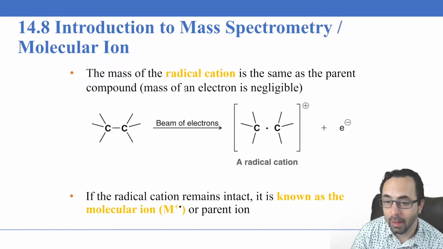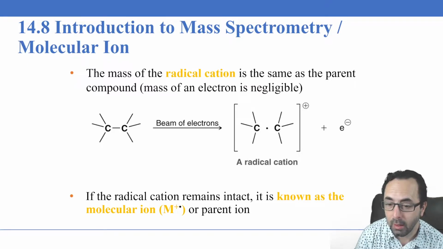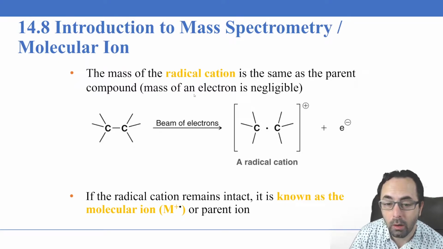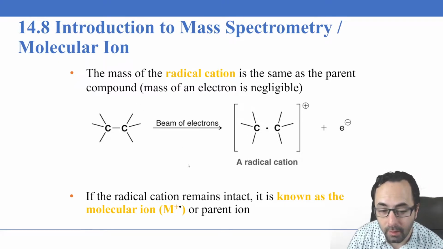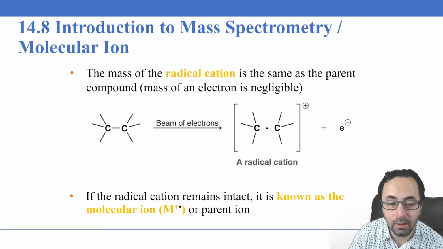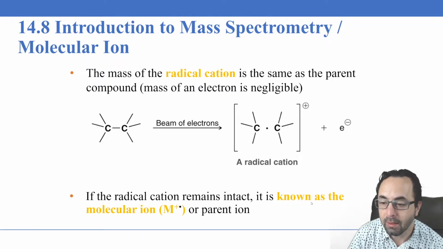The mass of the radical cation is going to be the same as the parent compound. So if we detect the radical cation in the mass spectrum, we can determine what the mass of our initial molecule that we are analyzing is. The radical cation doesn't always remain intact. Sometimes it completely breaks apart because of the electron impact. But if we can see it in the spectrum, we will label it as the molecular ion, and it will be labeled as M plus dot, the plus dot indicating the radical cation, and M indicating our molecule of interest.